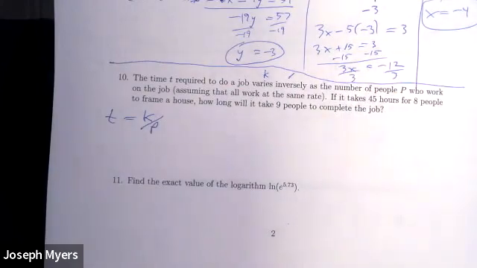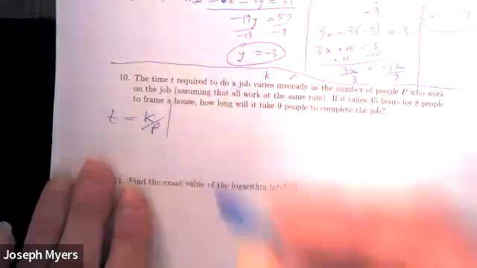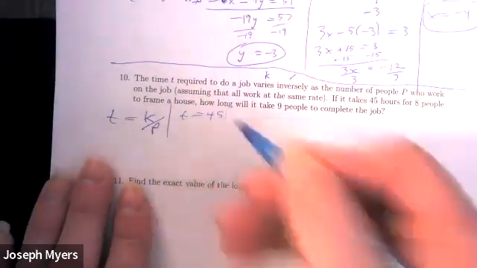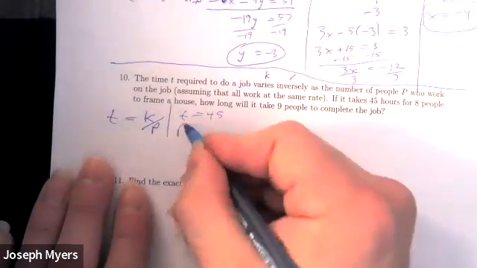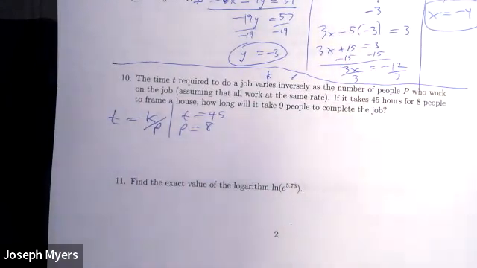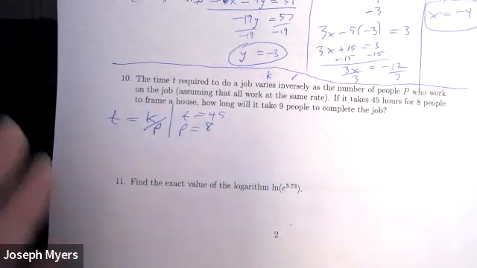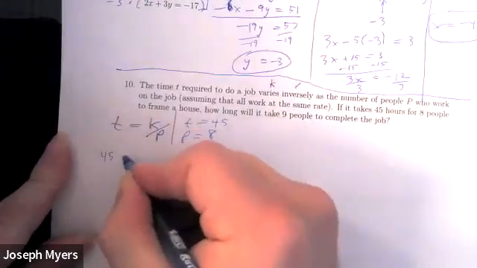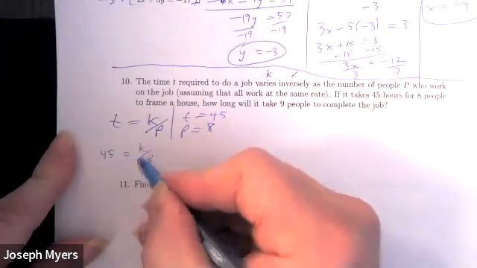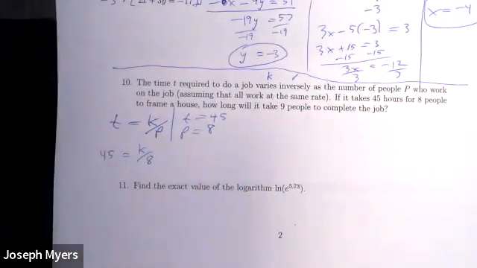And then it tells you some numbers. It says, given that it takes 45 hours of time, and if the people is equal to 8, so we're gonna solve that. So T equals 45 and P equals 8, then how much variation is happening? We need to find the K. So put in 45 for T, and put in 8 for P, and you don't know K. So 45 equals K divided by 8.